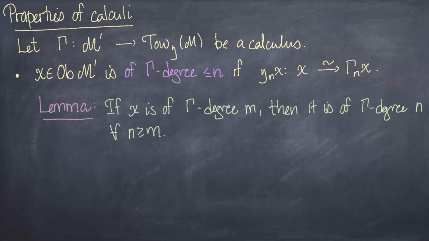And then, indeed, it's not hard to show. It's an easy exercise to show that if x is of gamma degree m, then it's of gamma degree n for every n greater than or equal to m. So once you are equivalent, you're equivalent.